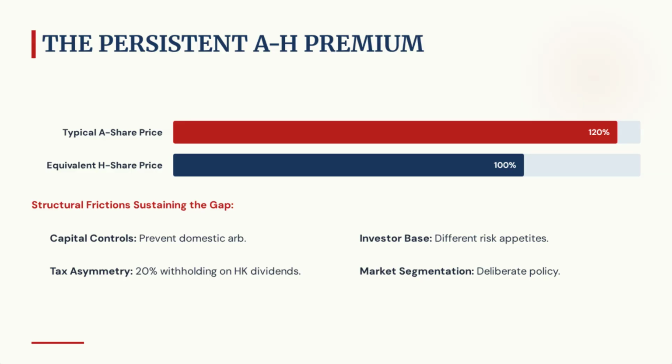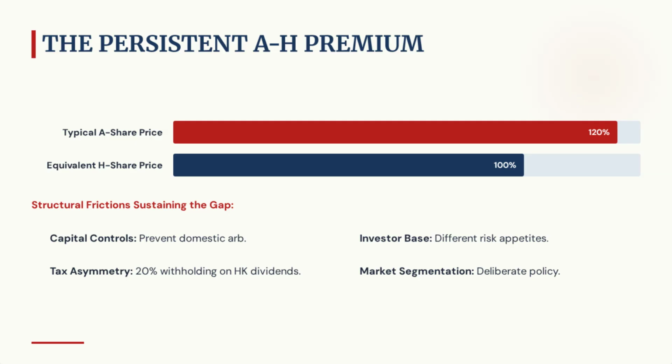Capital controls prevent Chinese investors from freely moving money out of China to buy H shares instead. The domestic investor base has a different risk appetite and different return expectations from the international institutional investor base that dominates Hong Kong trading. And the market segmentation means arbitrage, the mechanism that normally closes price gaps, cannot operate freely across the border.